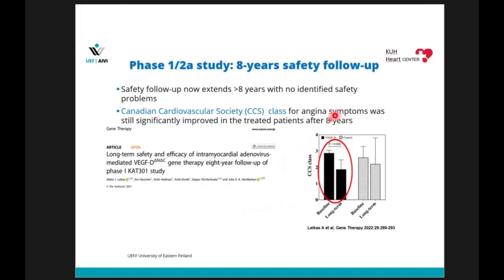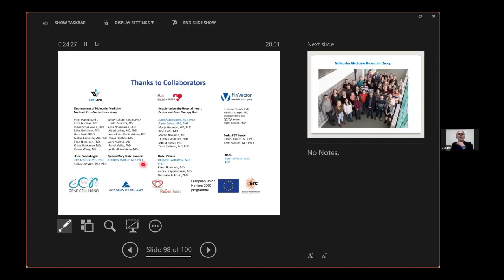And also in 8 years, we lost only 1 patient out of 30 in this phase 1 study, which tells you that actually these refractory angina patients, their mortality is very, very low, but quality of life is very bad.